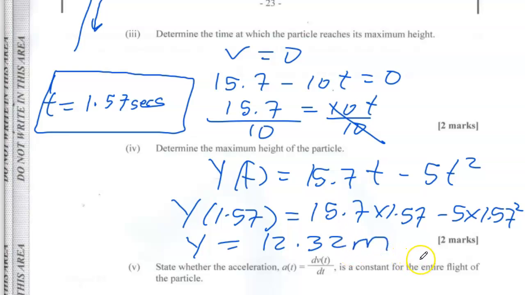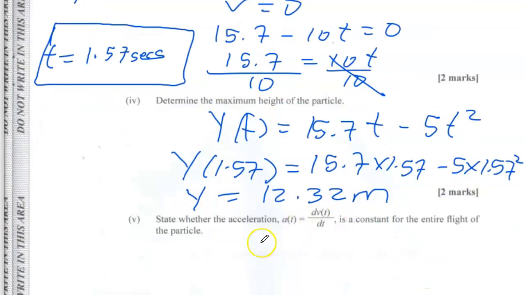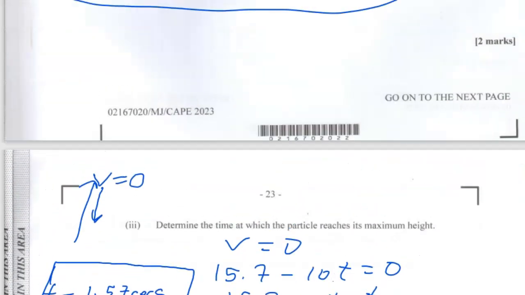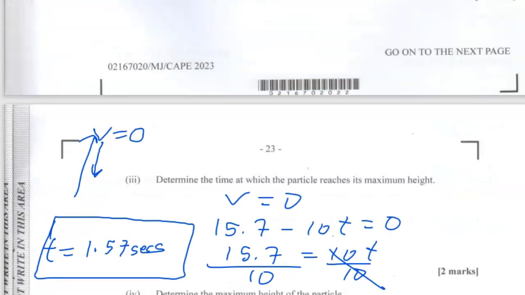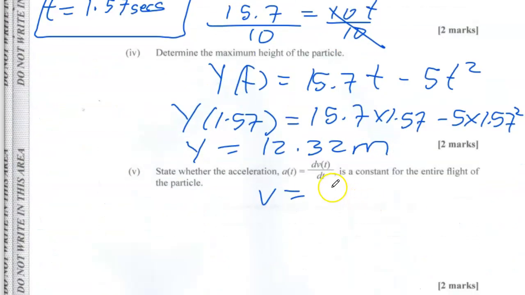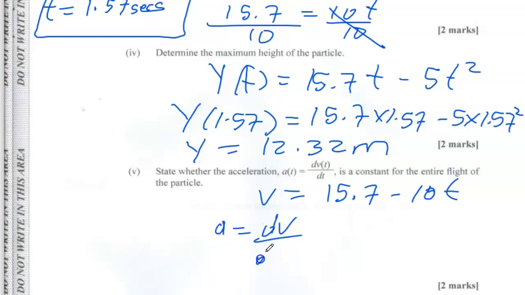State whether the acceleration dv by dt is a constant for the entire flight. So remember the expression for v was 15.7 minus 10t. So the acceleration is the same as dv by dt.